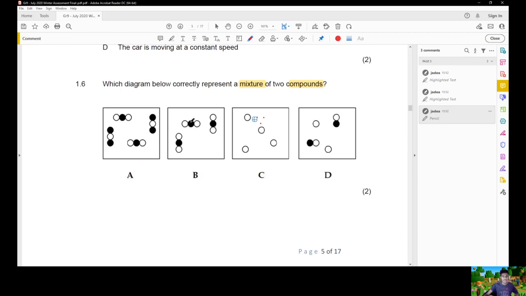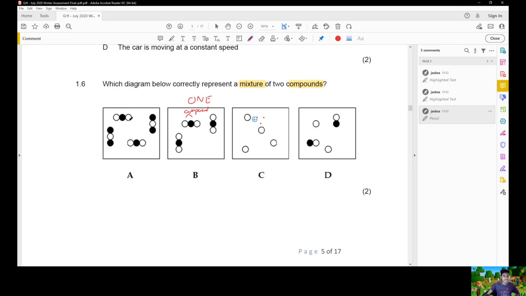So if I look at picture B, this white circle is representing an atom, the black circle is an atom of a different element, and because the two are joined together, this would represent a compound. If I look at what else is in the block, there is another compound here, but it has the same ratio of black to white atoms. So in picture B, all of the groupings of atoms, or we say molecules, are exactly the same. So picture B is only showing me one compound, which is not going to be a mixture. I'm looking for a mixture of two compounds.